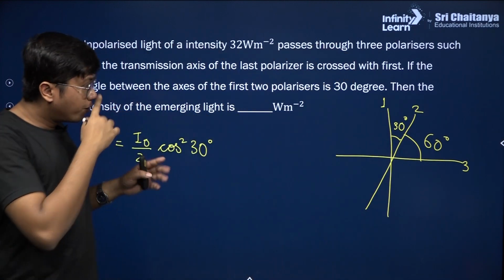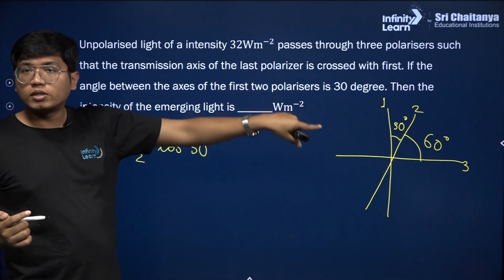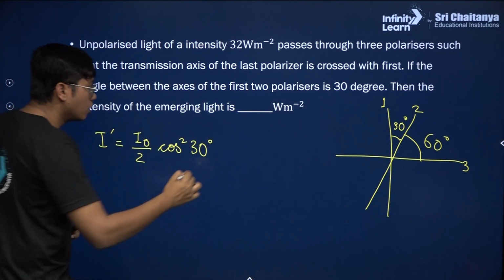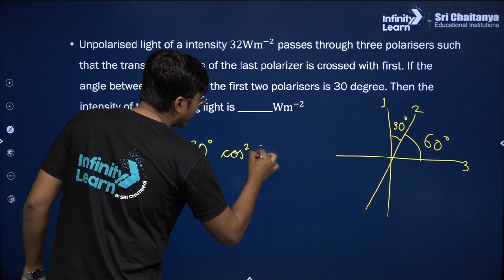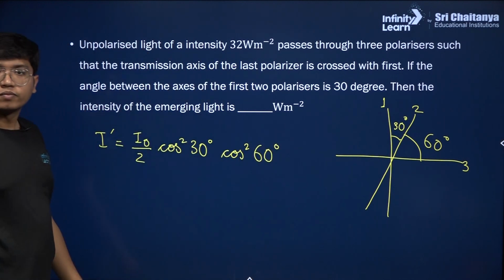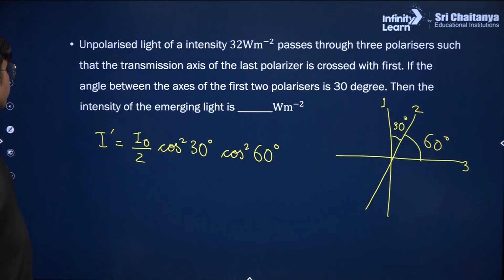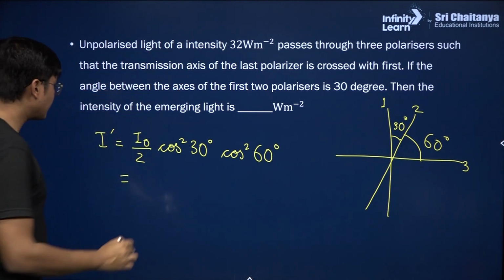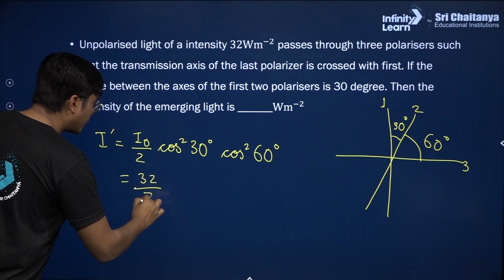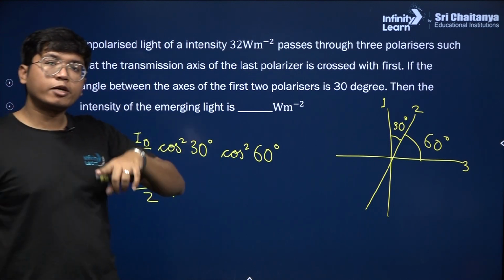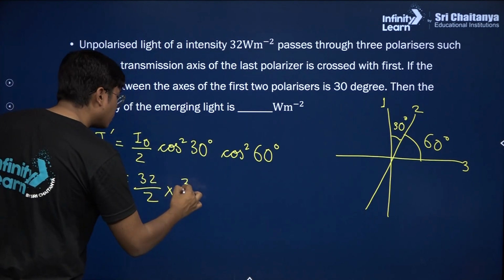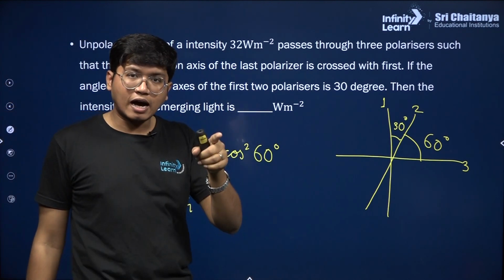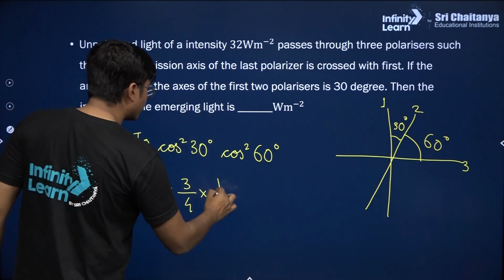So that is why when this intensity passes through the last polarizer at an angle of 60 degree, you will apply Malus's law again to get cos square of 60 degree. So from here on out, it's just putting in the values. I naught is given, the intensity of unpolarized light 32 divided by 2. Cos of 30 is root 3 by 2. We square it, so it becomes 3 by 4. And cos square of 60, cos of 60 is half. So square it becomes 1 by 4.